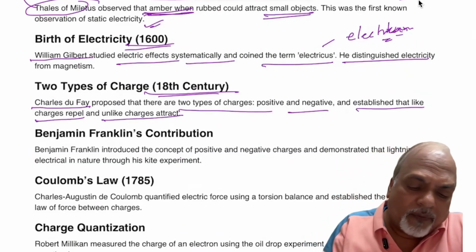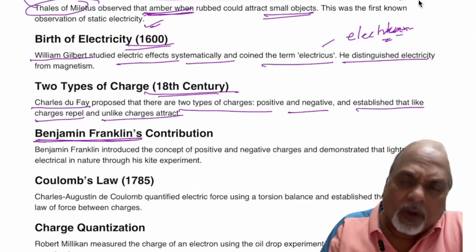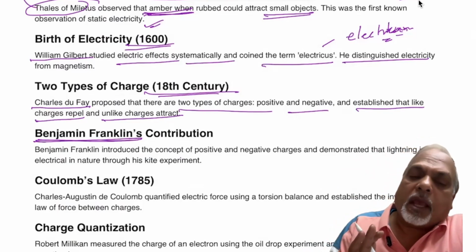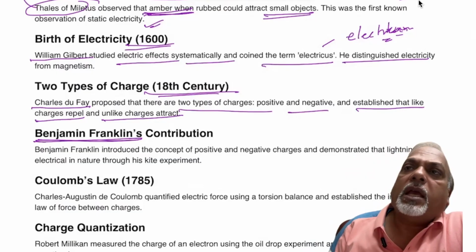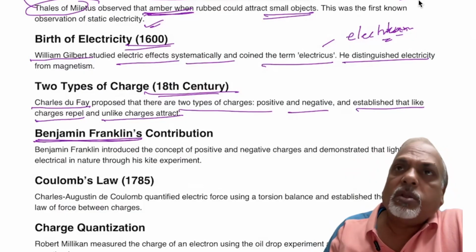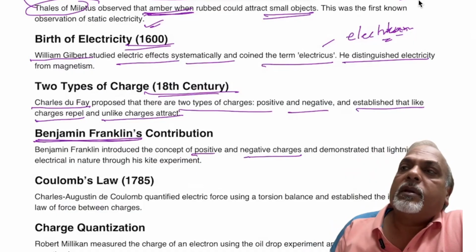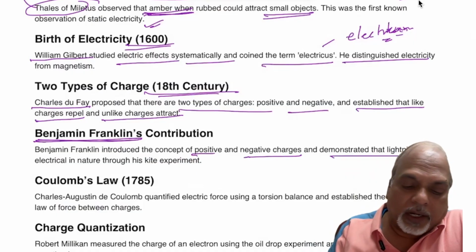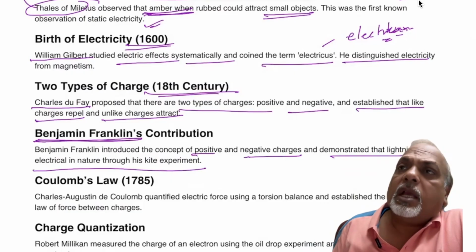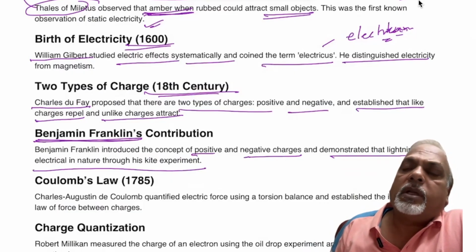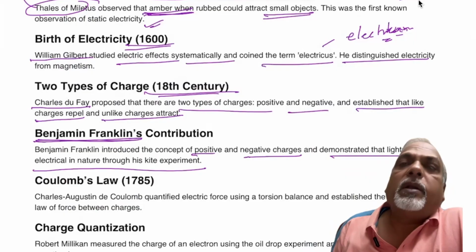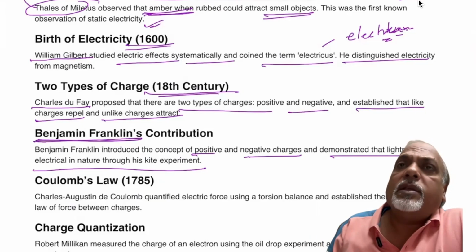Then Benjamin Franklin, who was basically an American president and a great experimenter also, contributed a lot in the field of electricity. Benjamin Franklin introduced the concept of positive and negative charges and demonstrated that lightning is electrical in nature through his kite experiment. Actually, this kite experiment is very important. If you want, you can Google it and study about this. It's a beautiful experiment. Rather, Benjamin Franklin nearly lost his life in this experiment.